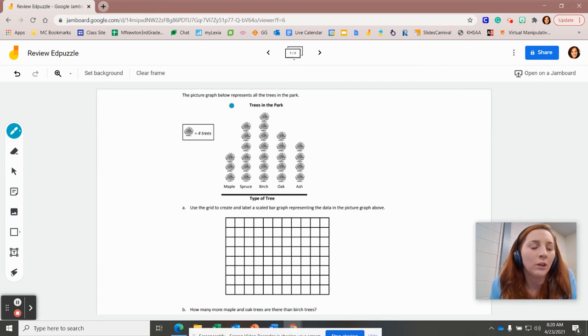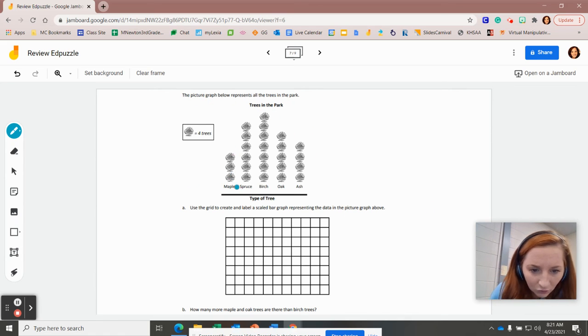Okay, now this was Module 6, and I just want to quickly go over it. Some of you guys did Module 6 for 20 dojo points. Some of you guys didn't. Module 6 was 9 lessons, and it was all about reading graphs. So here's a graph. Okay, it says a picture graph below represents all the trees in the park.